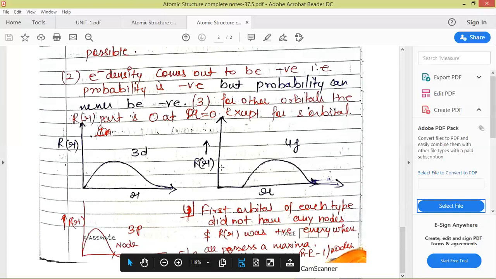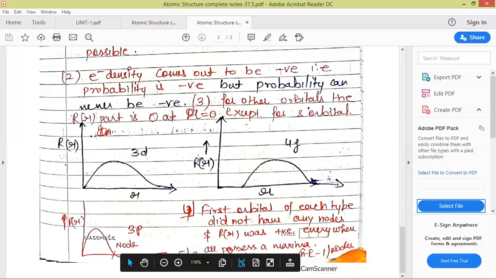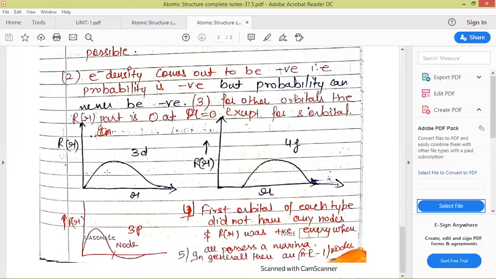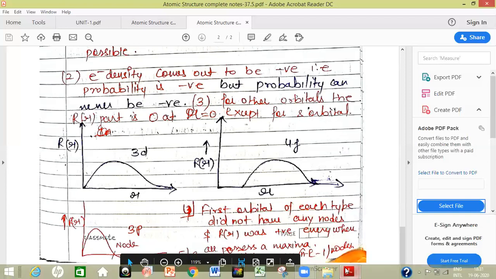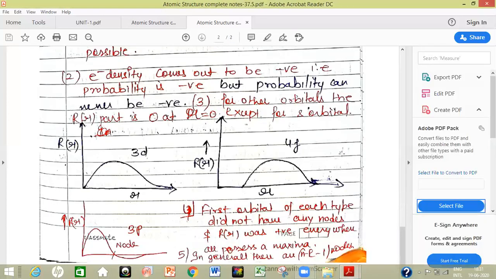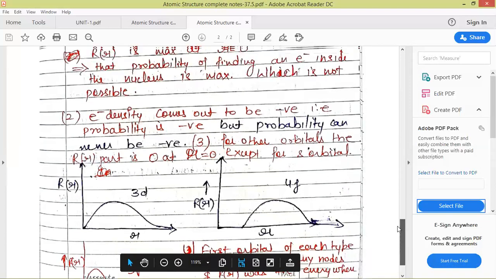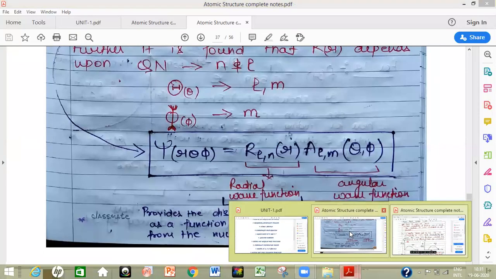So for the first orbital of every type, for the radial part there was no negative part, but for the successive orbitals a negative value of the radial wave function was found to be there. So based upon this, let us try this thing for R square, as this is not possible if we cannot correlate this thing with the probability.